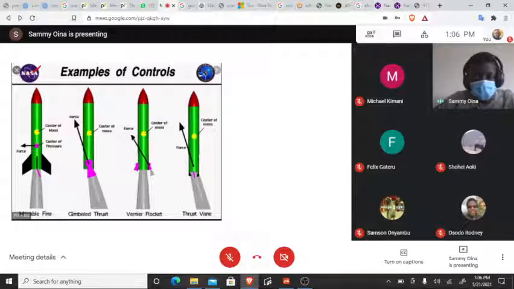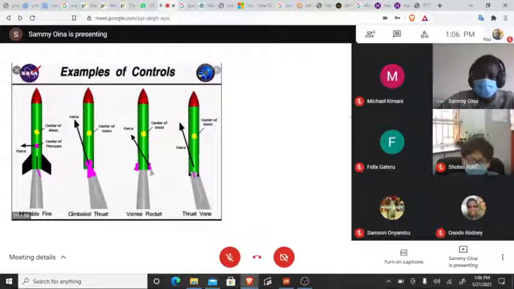So for the N2, we are going to implement active control, and there's a number of ways we can do it. We can include movable fins. We can do gimbal thrust through thrust vector control, or adding a thrust fin to control the direction of the exhaust gases, or a vernier system such as cold gas and such.